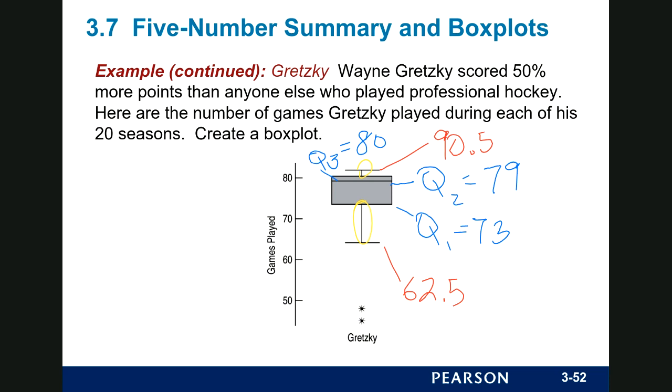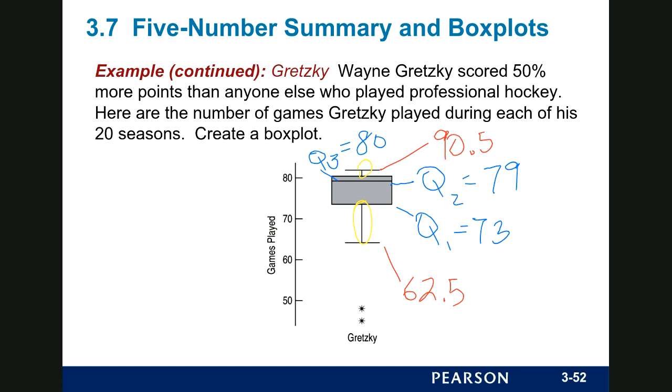And remember what quartiles tell us. If I look at quartile 3, which is the value 80, for the number of games that Gretzky played during each of his 20 seasons, it's telling me that 75% of the observations are less than 80. So good information to know about his seasons.